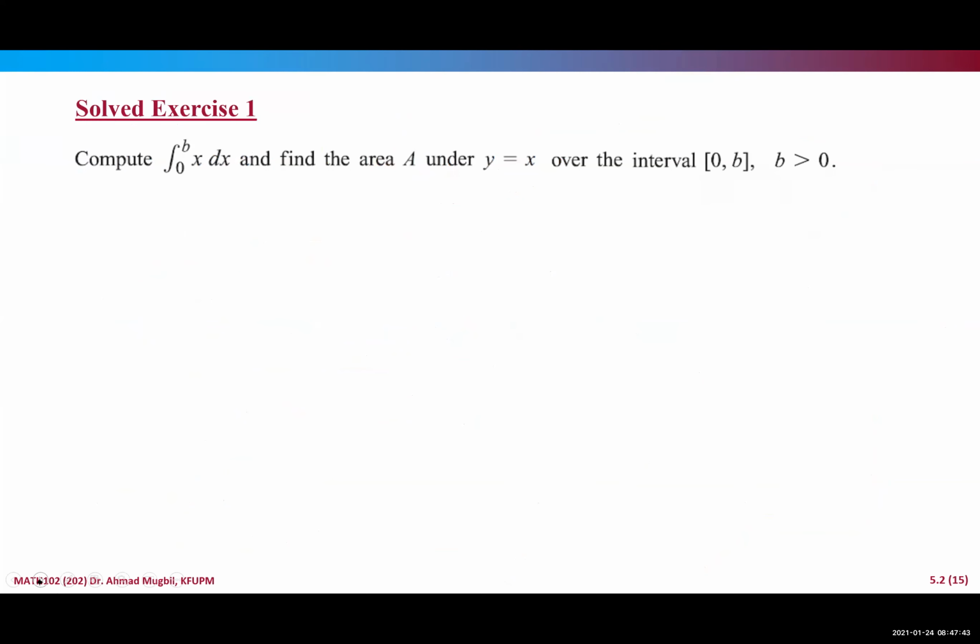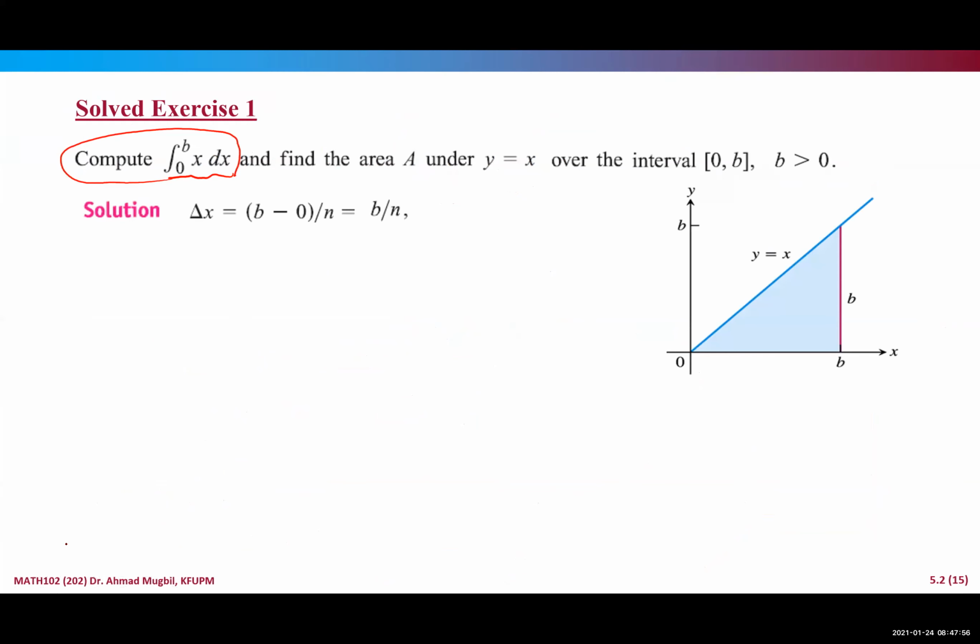This is an exercise about how to compute this integral. Of course you can do it, ya shabab, by using the Riemann sum, then find the area under this curve. So let me just show you quickly how you can do it in general by using the Riemann sum. You need to find what is delta x, which is b minus 0 over n, so it will be b over n. Then find xi. Then f of xi. Then multiply f of xi by delta x.